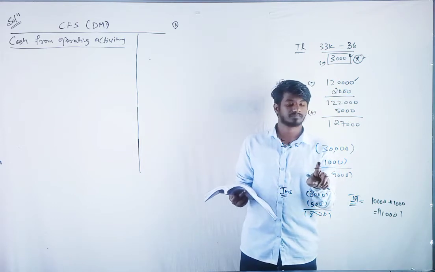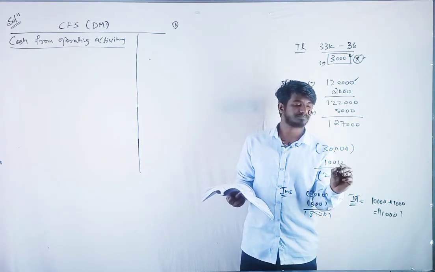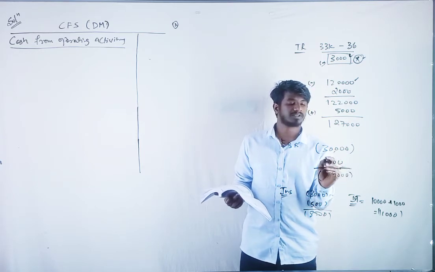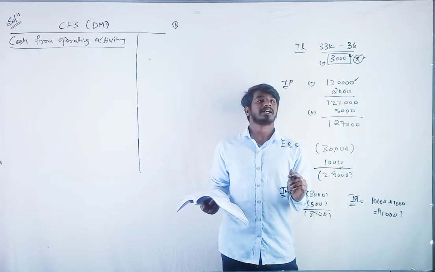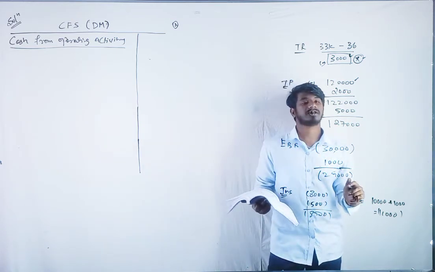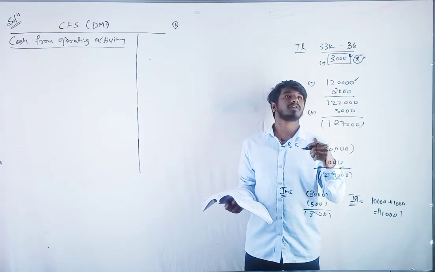Oh, this is plus, right? 1,000 rupees plus here, minus amount plus 1,000, 29,000. Okay, fine. Trade payable 21 lakh 27,000. Fine.